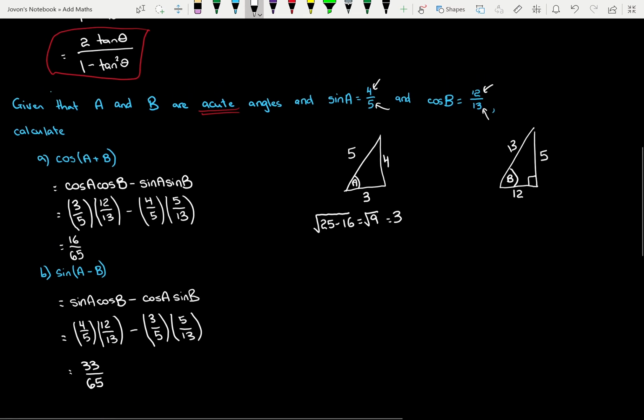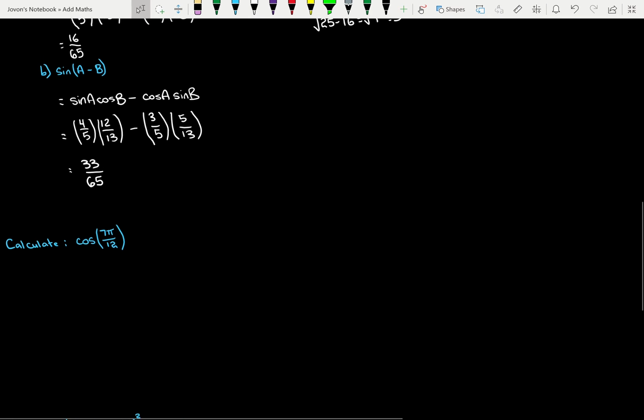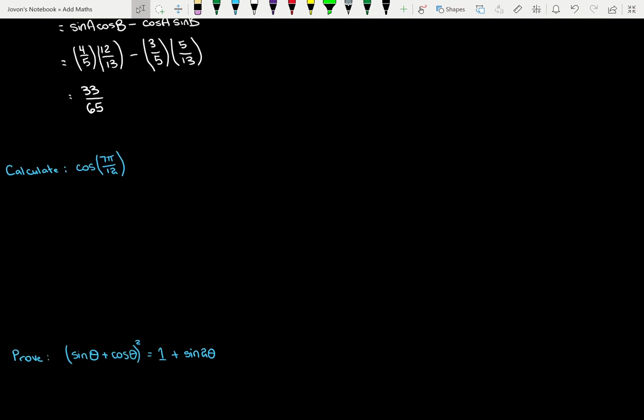So again, remember what sine represents, what cosine represents, and you can always draw a triangle. Now the next thing is calculate cosine of 7 pi over 12. This is a common question, and I normally tell you to not use a calculator. For this one, what we need to recall is the common angles. So what are the common angles? 30 degrees, 45 degrees, and 60 degrees. Pi over 6, pi over 4, and pi over 3.